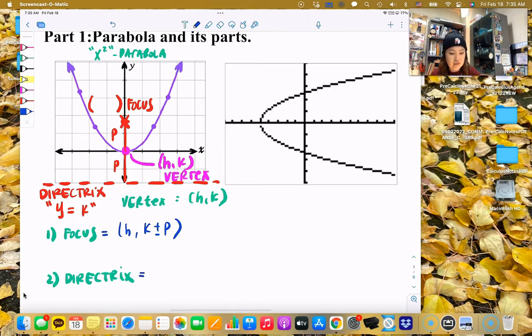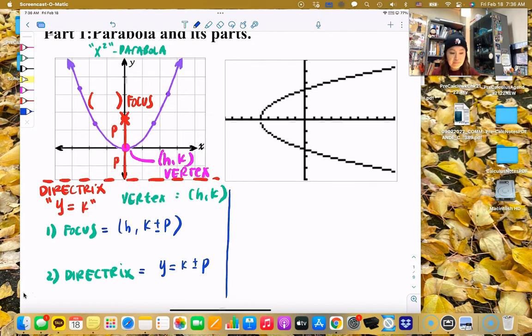How about the directrix? As you can see, the directrix is also behind the vertex, with respect to k, right? So it's going to be that line, y equals k, but you're going to go behind or in front of it. So it's going to be k plus or minus p. You'll know what I'm talking about when we start working on these. I'm going to put a little line here to distinguish it from the other one, okay?